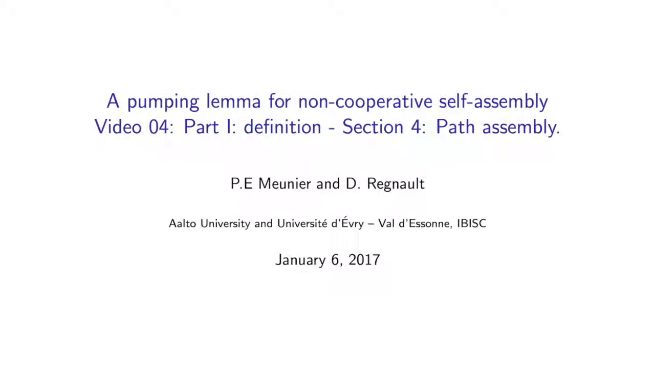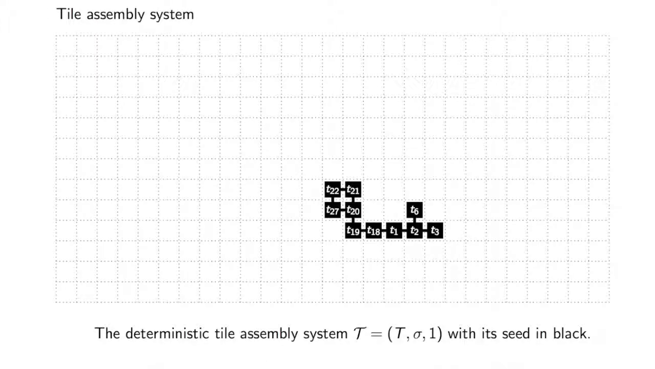This is video 4. We present here the definitions and notations of path assemblies. Along this video, we will use the following tile set T to build our examples. This is the tile set introduced at the end of video 3. Also, we will use this tile assembly system. The seed is represented in black. This is the directed tile assembly system introduced at the end of video 3.